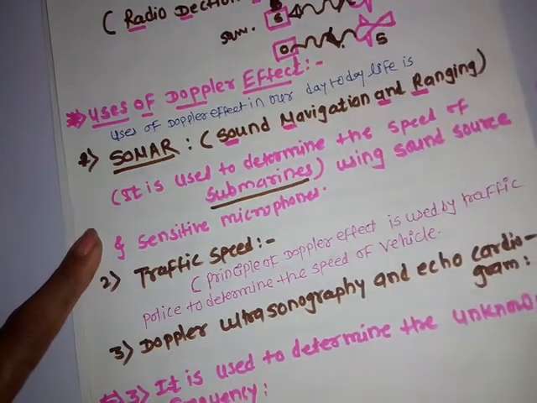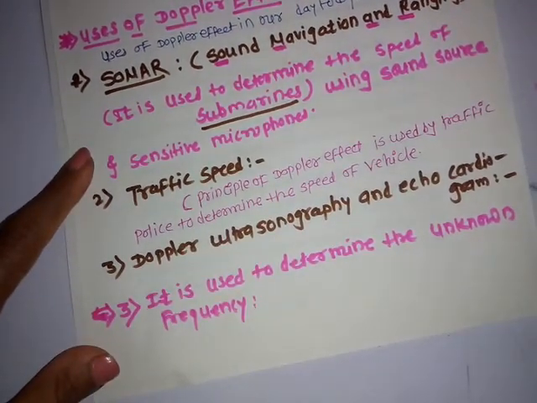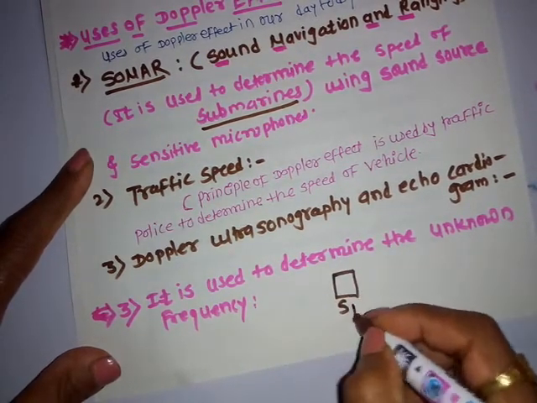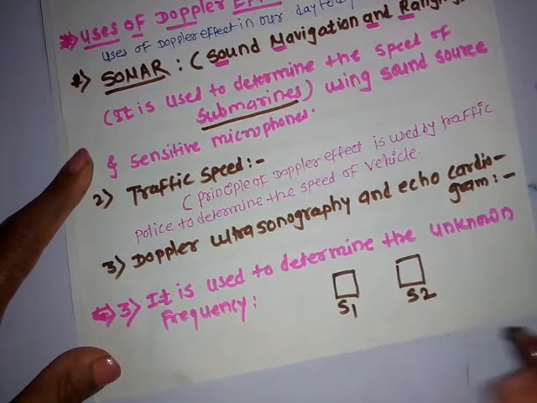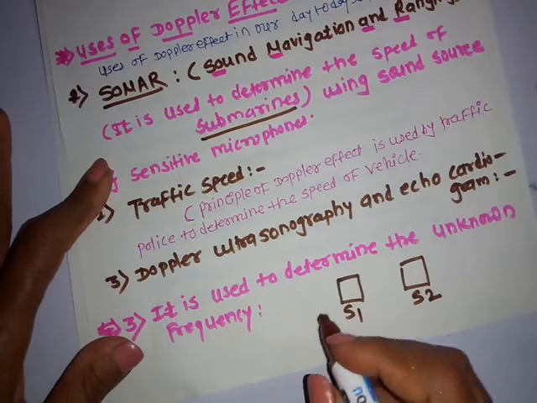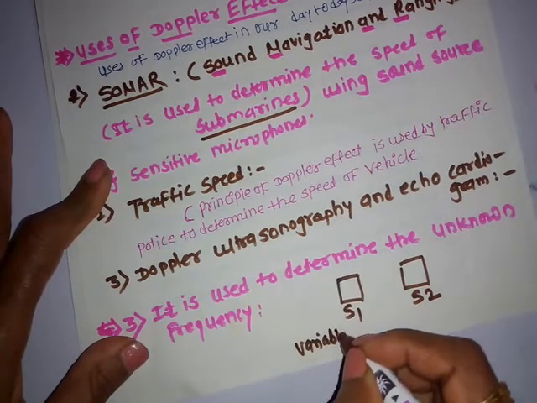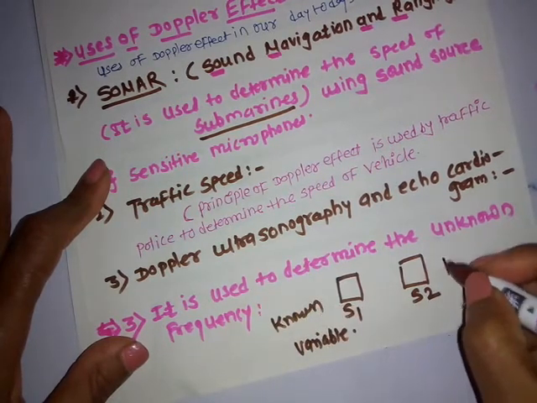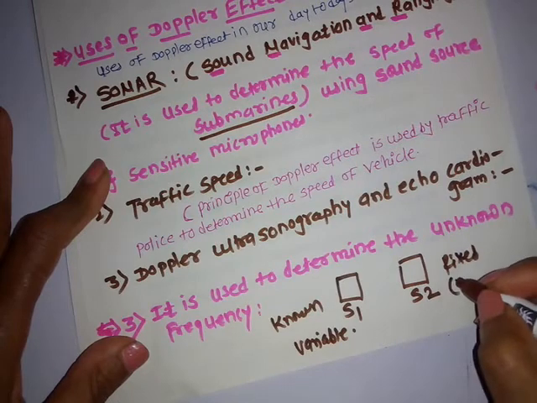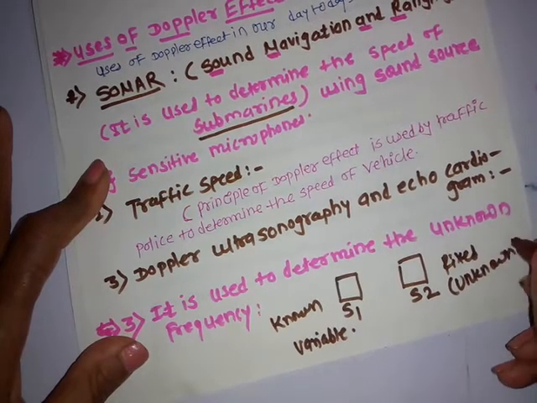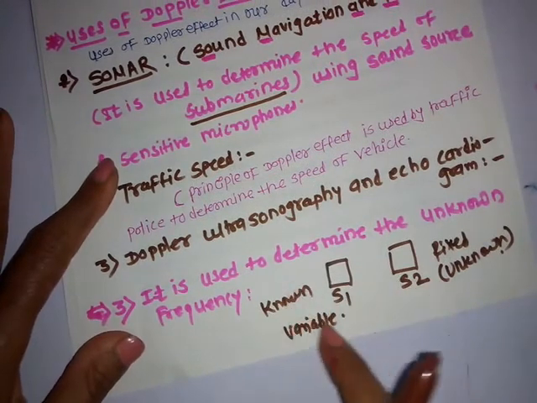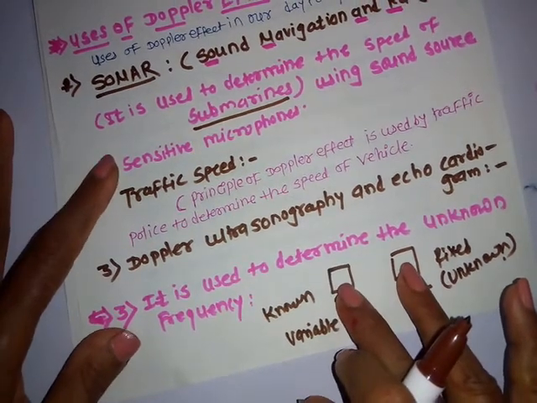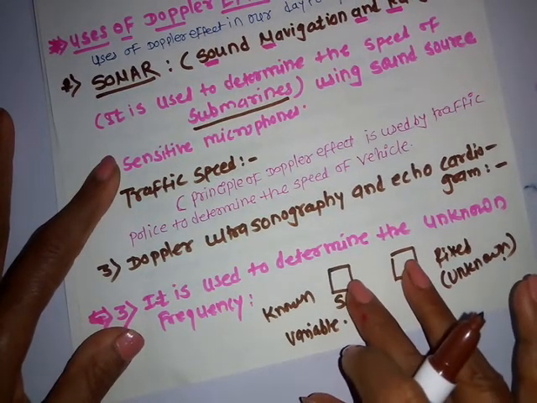Next use is, it is used to determine an unknown frequency. For this purpose, consider two sources, source S1 and source S2. आता source S1 हा व्हेरिएबल आहे आणि ज्याची व्हॅल्यू आपल्याला माहिती आहे म्हणजे नोन आहे. आणि सोर्स S2 हा फिक्स असेल आणि ज्याची व्हॅल्यू आपल्याला फाइंड आउट करायची आहे म्हणजे अननोन आहे. तर या ठिकाणी व्हेरिएबल सोर्स हा कंटिन्युअस व्हॅरी करायचा. तर सुरुवातीला दोघींमधला डिफरन्स बीट फ्रिक्वेन्सीवरून लक्षात येतो.